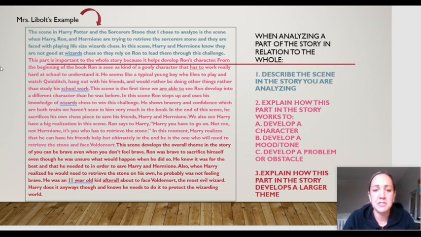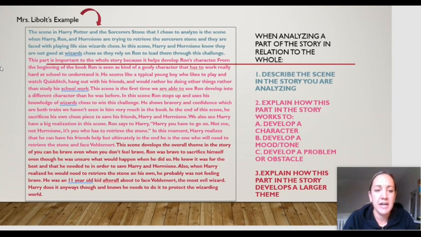This scene is the first time we are able to see Ron develop into a different character than he was before. In this scene, Ron steps up and uses his knowledge of wizard's chess to win this challenge. He shows bravery and confidence, which are both traits we haven't seen in him very much in the book. In the end of this scene, he sacrifices his own chess piece to save his friends Harry and Hermione.